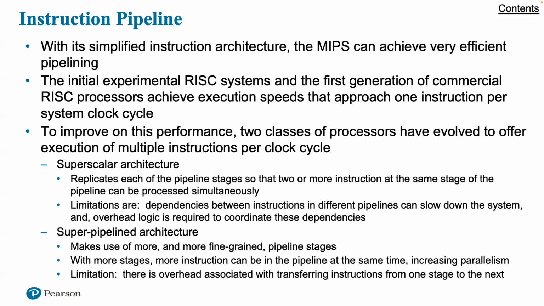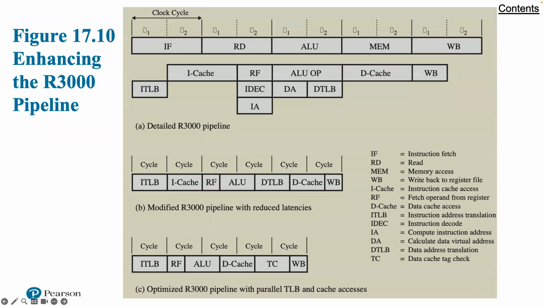Chapter 18 is devoted to a study of the superscalar architecture. The MIPS R4000 is a good example of the RISC-based super pipeline architecture. Here we see in this figure the enhancing of the R3000 pipeline. So in this figure, we're showing the instruction pipeline of the R3000. In the R3000, the pipeline advances once per clock cycle. The MIPS compiler is able to reorder instructions to fill delay slots with code 70 to 90% of the time.